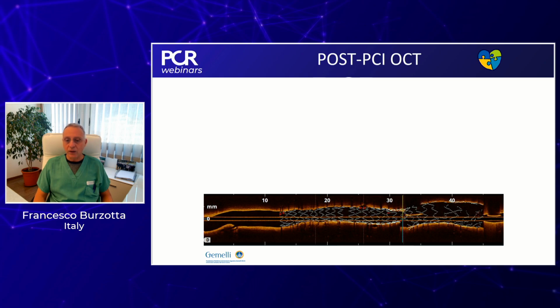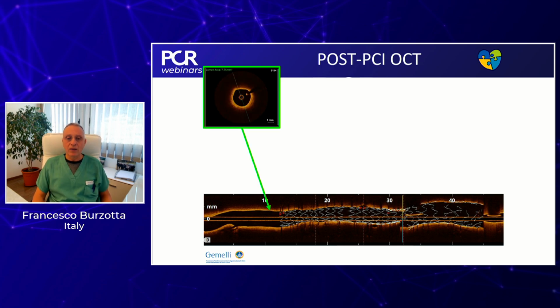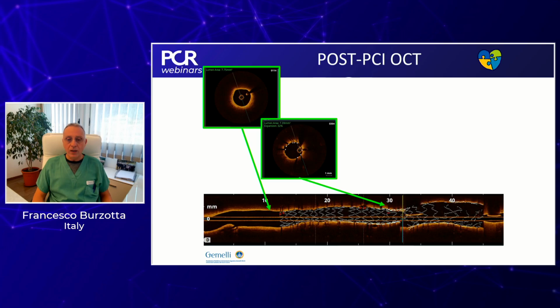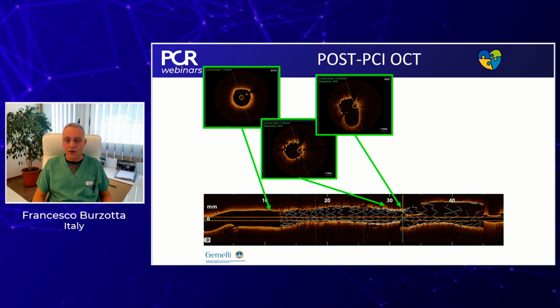Post-PCI OCT. You may see here the long axis view in the circumflex toward the left main, and you may see here the distal segment immediately after the stent, a non-dissected circumflex that was less than 3.0. Here you have the stent at the proximal circumflex, very well expanded, circularly expanded after this non-compliant balloon inflation.